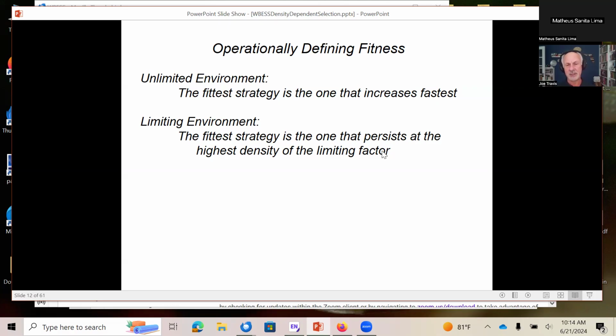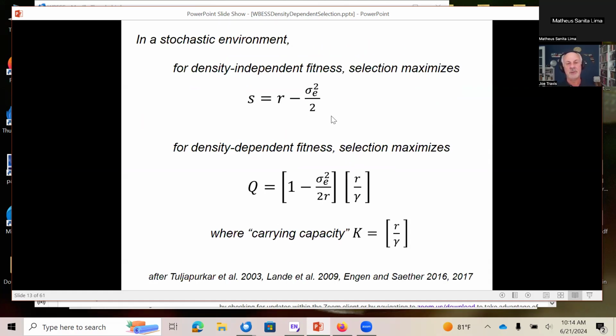And the reason is that this is a very general principle. And we argue this principle in our review paper last year in the Annual Review of Ecology and Systematics. This is the mathematical version of that theory. In a stochastic environment, and this is work based on Shripad Tuljapurkar, Russ Landy, Steiner Engen, Bernt-Erik Sæther, when density independent fitness, what selection does is maximizes this quantity S, which is the rate of increase discounted by a measure of the environmental variation. And if you want to think in terms of deterministic environments, then environmental variation will be zero. And we're right back to the traditional population genetics measure of the rate of increase.